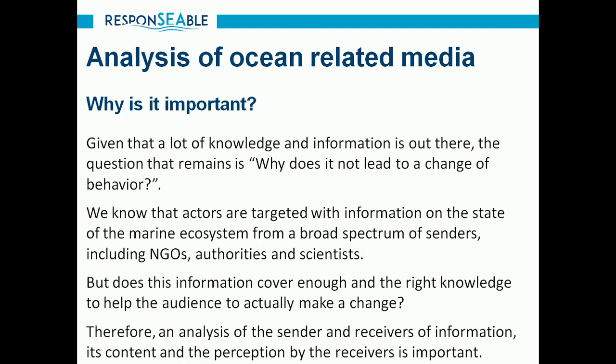Given that a lot of knowledge and information is out there, the question to be asked is, why does it not lead to a change of behavior? We know that actors are targeted with information on the state of the marine ecosystem from a broad spectrum of senders, including NGOs, authorities, and scientists. But then, what is not working? Does this information cover enough and the right knowledge to help the audience to actually make a change? For this reason, an analysis of senders and receivers of information, its content, and the perception by the receiver is important.